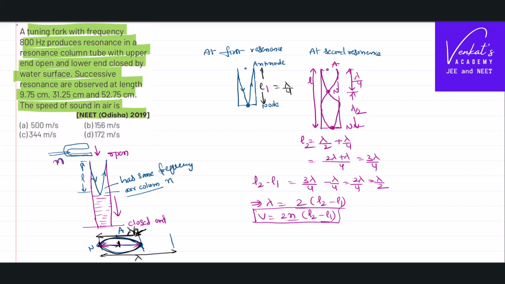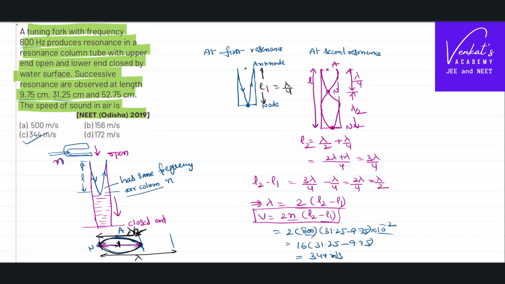Let us substitute the data now. What is available? n is given in the problem as 800 Hz. L2 is 31.25 and L1 is 9.75, both in centimeters, so I have to convert them into meters by multiplying by 10 to the power minus 2. So 2 into 8 is 16. Calculating 31.25 minus 9.75, you will get 344 meters per second.